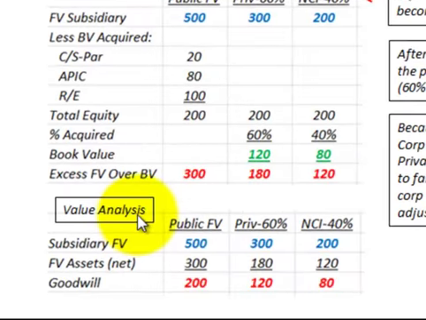Okay, looking at our value analysis, we already determined what the goodwill would be here, and that was $200,000. Now looking at the proportions here, the subsidiary's fair value is $500,000, and we proportion that out here, 60% to the private, 40% to the non-controlling interest, and then the fair value of the net assets, we had a total amount here of $300,000. So we proportion those out between the private and the non-controlling interest. So the goodwill here of $200,000 is divided up, 60% to the private for $120,000, and then the non-controlling interest would get $80,000.